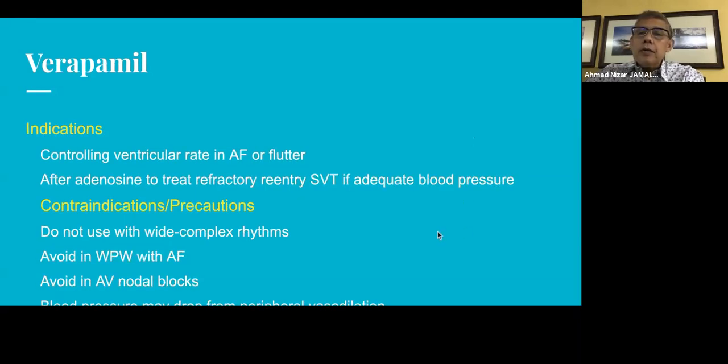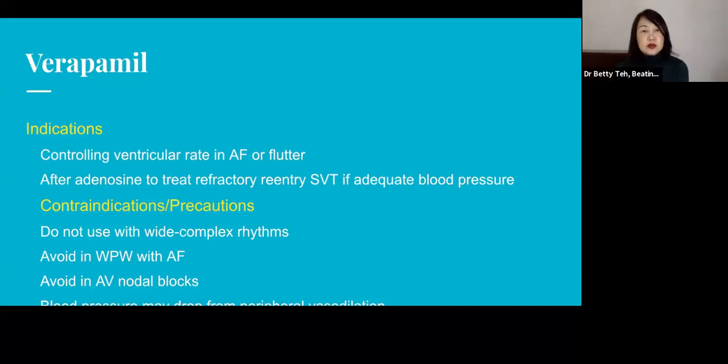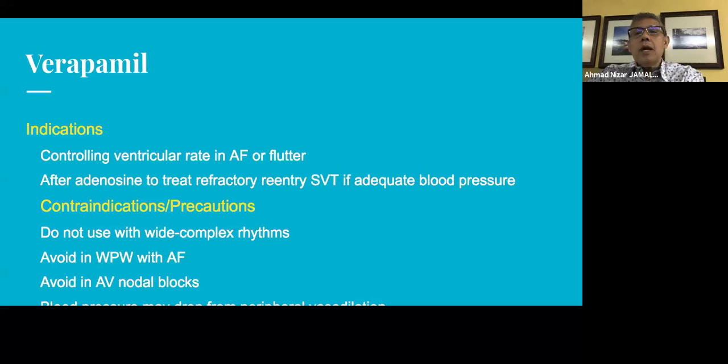Now, the contraindication would be: do not use with wide complex tachycardia. Avoid it in known Wolff-Parkinson-White syndrome, particularly if they present with atrial fibrillation. The reason for this is that in Wolff-Parkinson-White syndrome, you have conduction antegradely from the atrium to the ventricle through the accessory pathway. So when you have atrial fibrillation, and if the accessory pathway can conduct rapidly, by giving verapamil you're blocking the AV node. In that situation, you're actually making it worse by having all conduction going down the accessory pathway, and that may induce ventricular fibrillation. You need to avoid it in such situations.